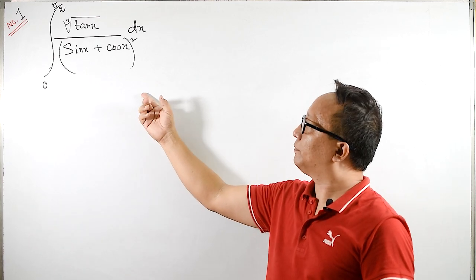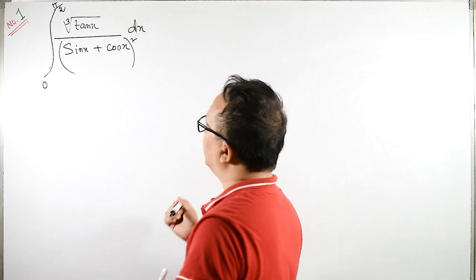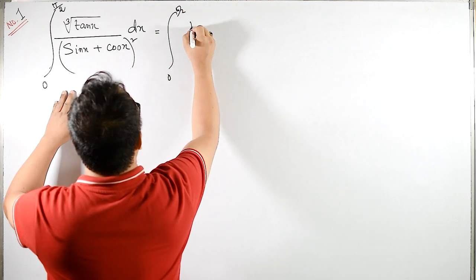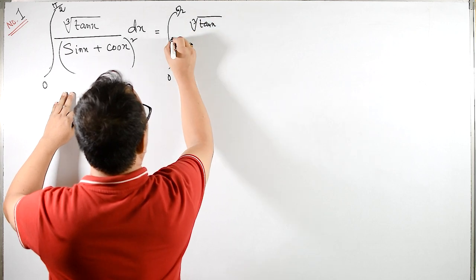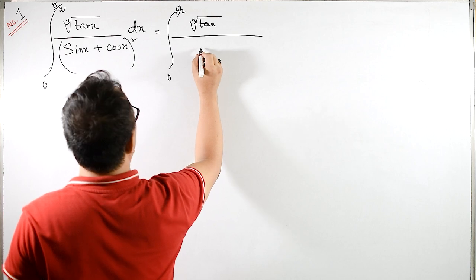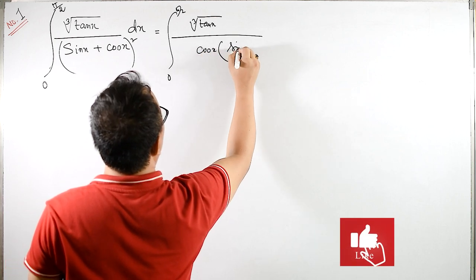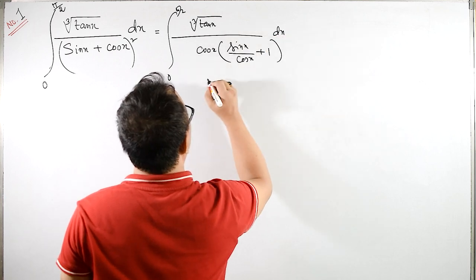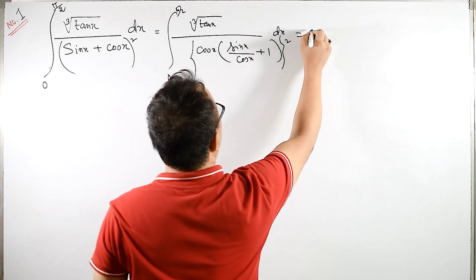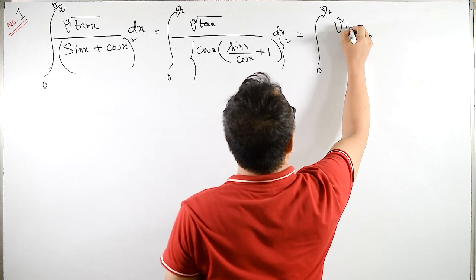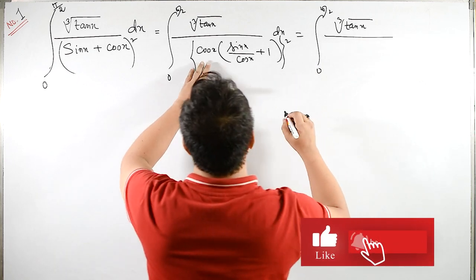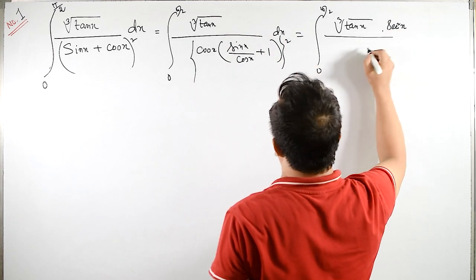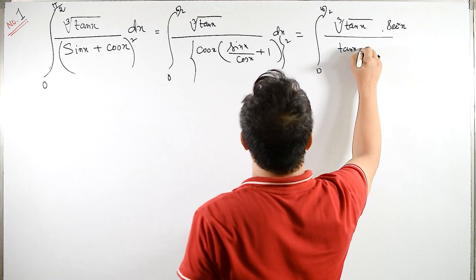In this integral, I will take sin x or cos x from the denominator. This equals the integral from 0 to pi by 2 of cube root of tan x upon cos x. Let's take cos x out: if I take cos x, then we get (sin x upon cos x plus 1) dx, the whole squared, which equals the integral from 0 to pi by 2 of cube root of tan x upon... here 1 by cos square will come. So 1 by cos square is the same as sec square x upon (tan x plus 1) the whole square.